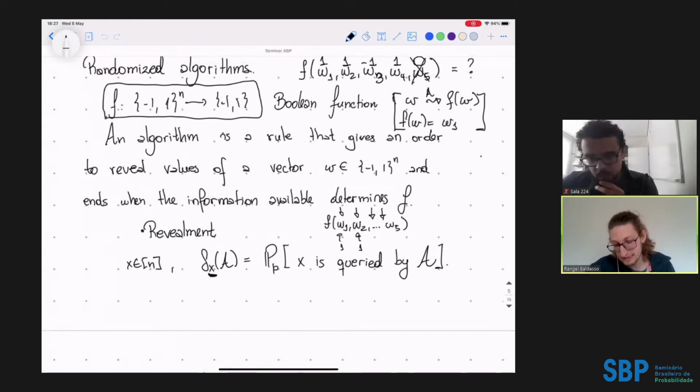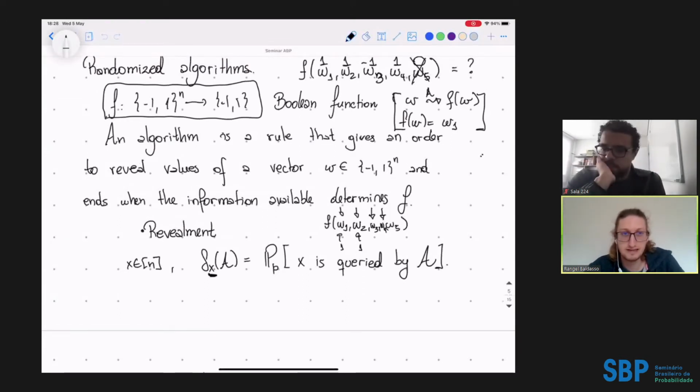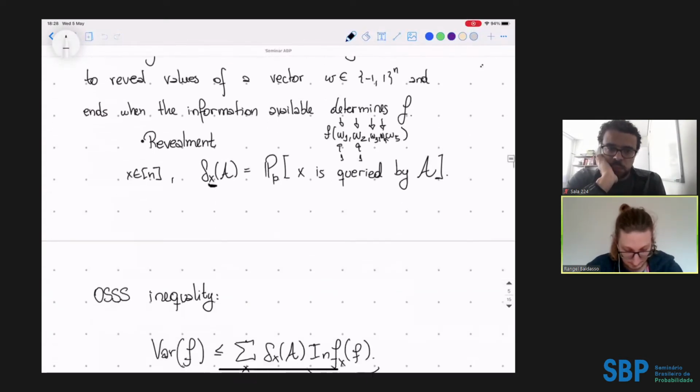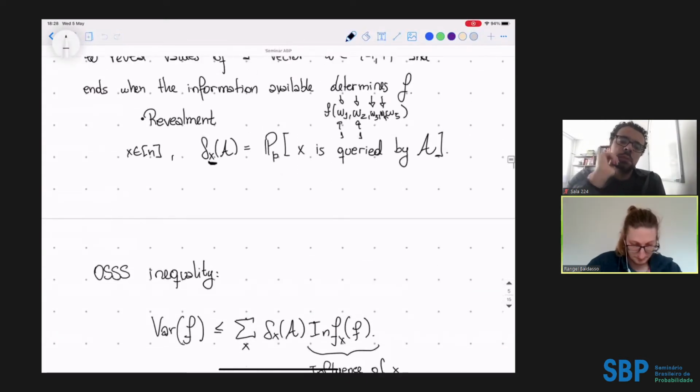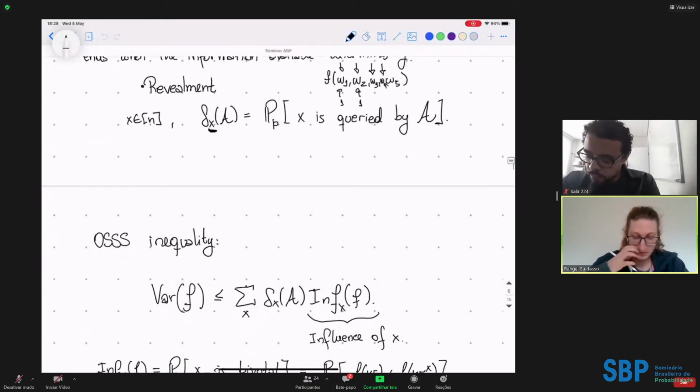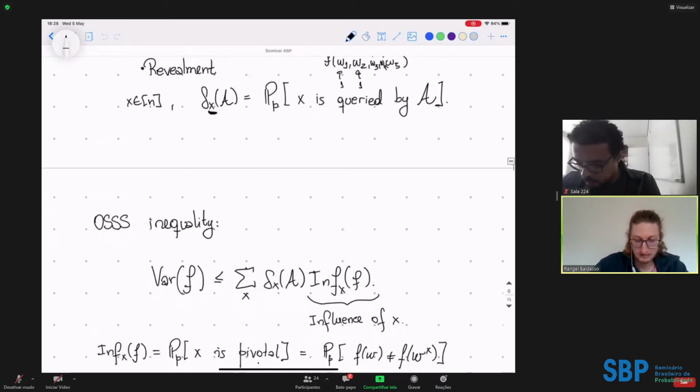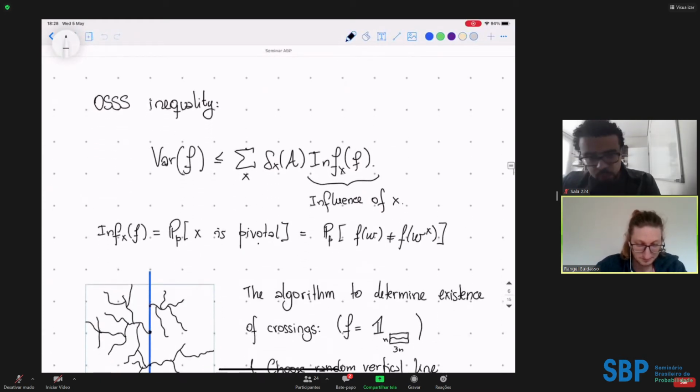And whenever you pass the halfway point here, that would be like omega 3, for example, then omega 4 would have a revealment smaller than 1, because it might be that the first half already determined that the function might be plus or -1. So you have these algorithms, and this revealment is the probability of the algorithm observing given entries.